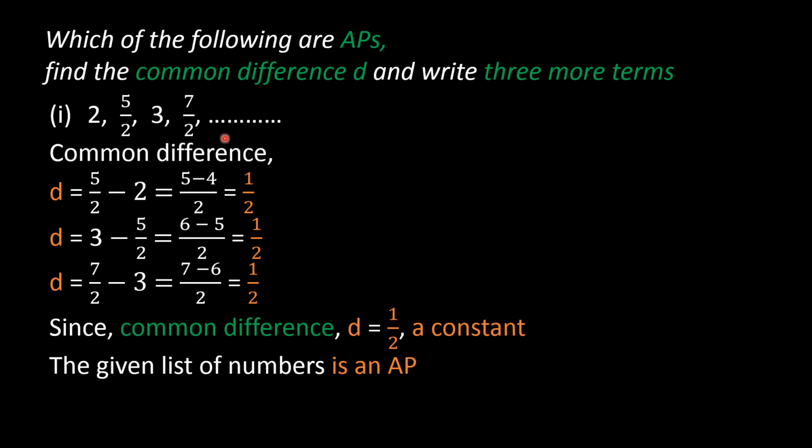So, in this manner, we will find 3 more terms as 4. Then after that, we will get 9 divided by 2, and next to that we will get 5. So 4, 9 divided by 2 and 5 are the 3 more terms which we have found.